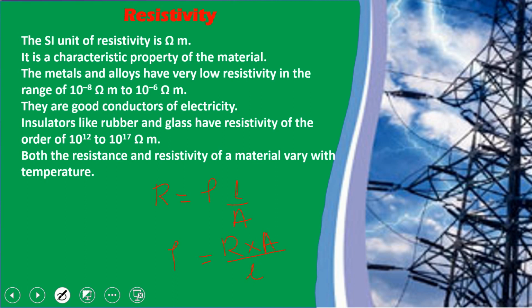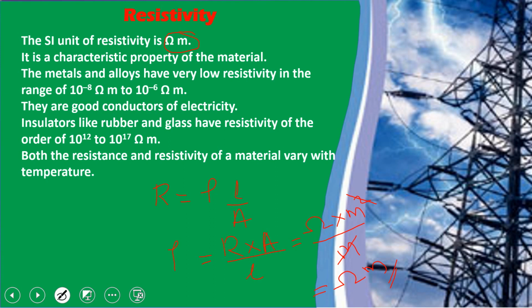Now what is A? A means area. When we convert it into units, resistance is in ohm, area is in meter square, and length is in meter. So one meter cancels with one meter, and it becomes ohm meter. So the unit of rho, that is resistivity, is ohm meter. Very important. It is a characteristic property of the material.